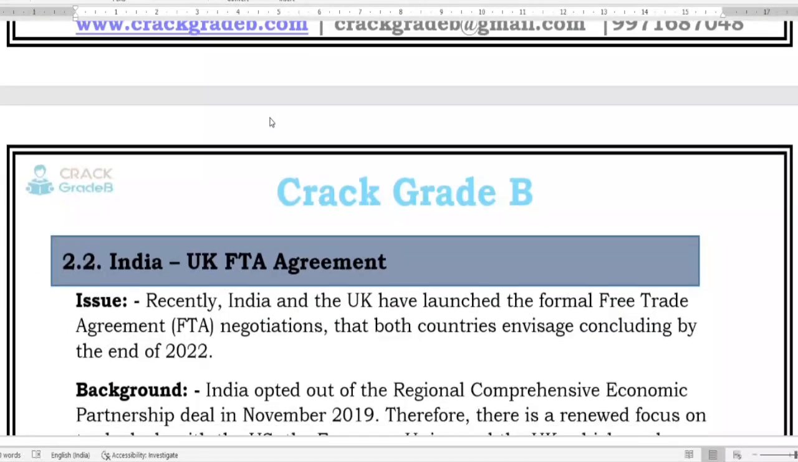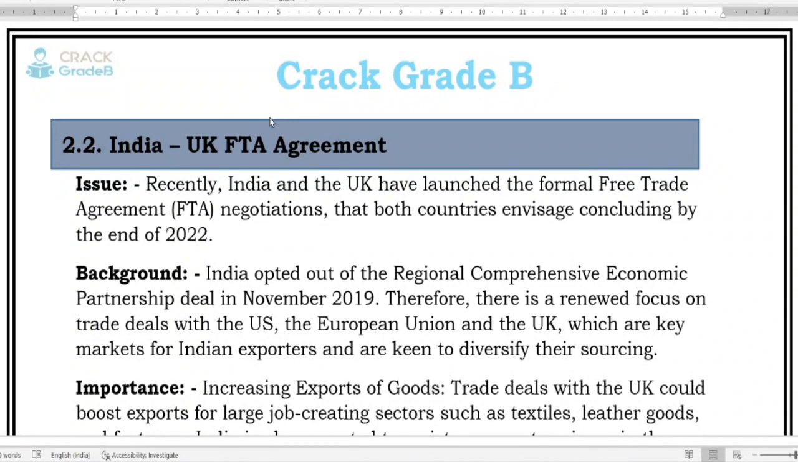Move forward with other news. India UK FTA deal. So see, FTA agreement. This is not so important. Still you should know because this is related to an agreement. Just go through it twice. That would be fine. I hope you already have the current affairs material that we provide you every 10 days. In this you will find all the news. We provide PIB separately and the financial news separately. So just go through this.